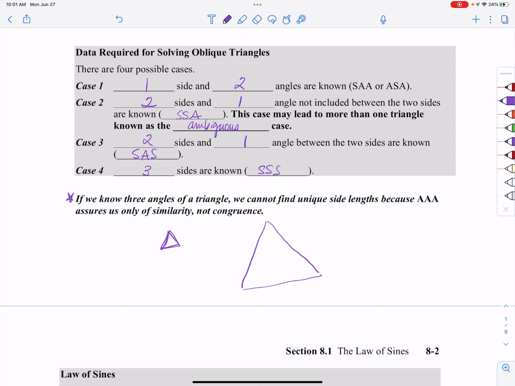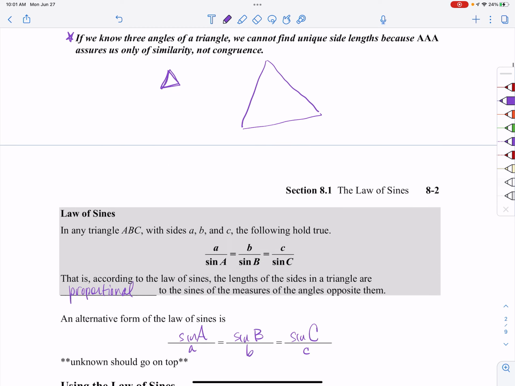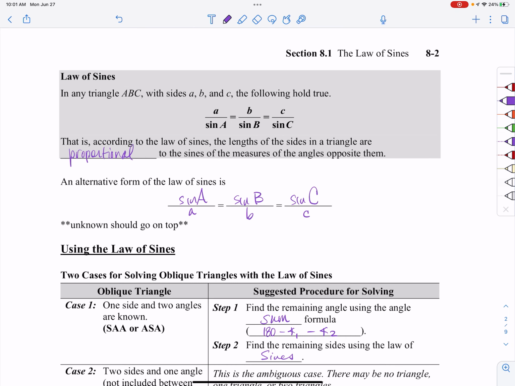These are obviously not the same triangle, so if I know the three angles, I cannot automatically find what the three sides are. We're going to use the law of sines in section 8.1. In section 8.2, we will progress to the law of cosines. So the law of sines is going to be used for case 1 and case 2. The law of cosines will be used for case 3 and 4.